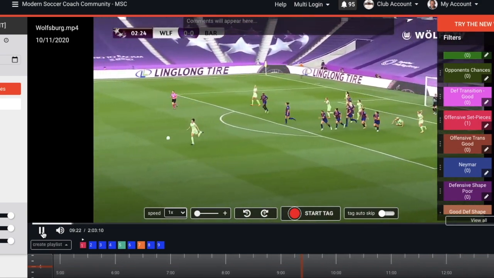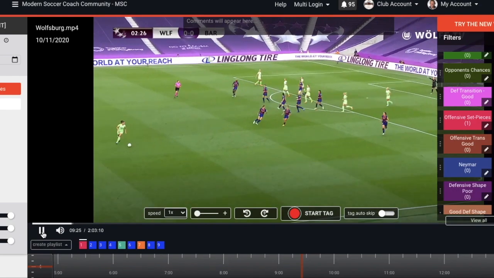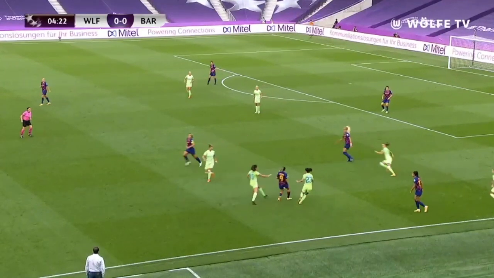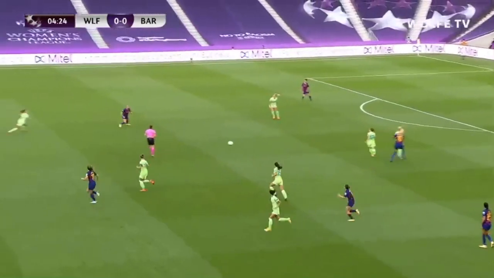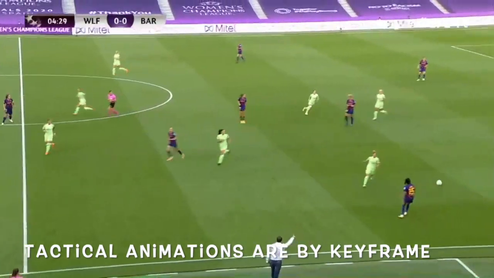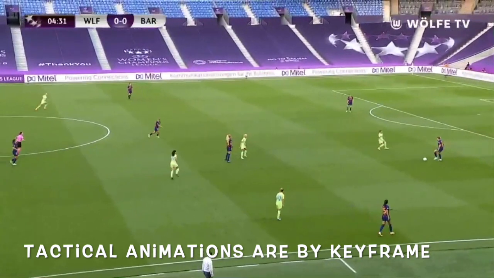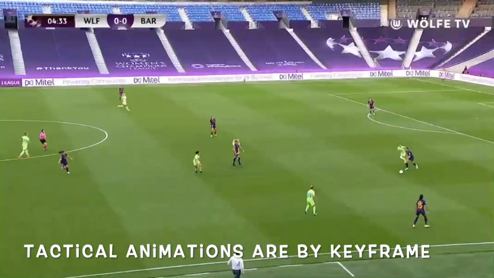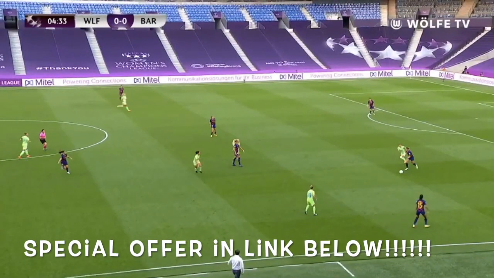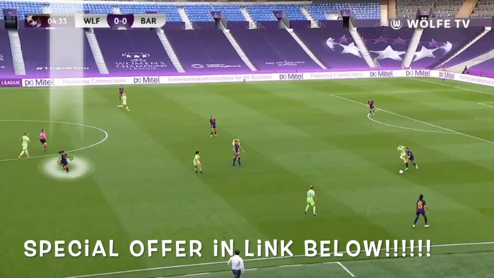This is how I would present it. A few clips from the game presented to Huth if I was meeting with her. Five or six clips. You can see here, Wolfsburg well organised in their shape, 2-3-1 ahead of the back 4. Huth is screening the Barcelona forward, but then the Barcelona midfielder drops into this space.